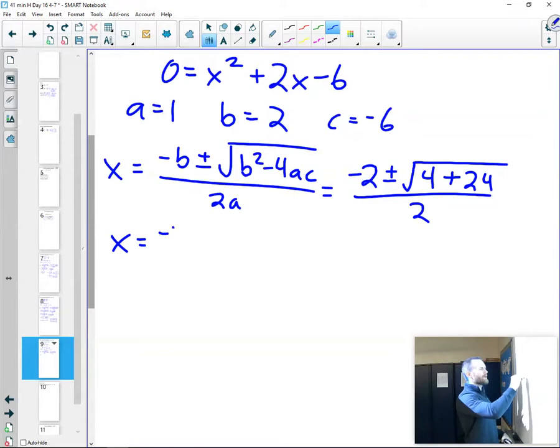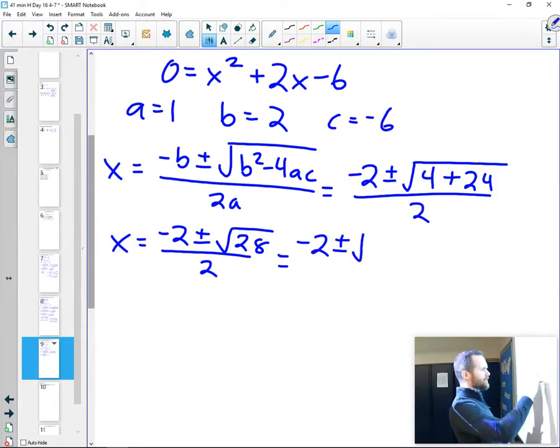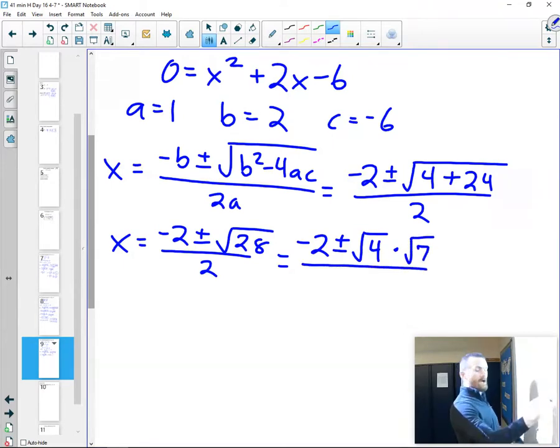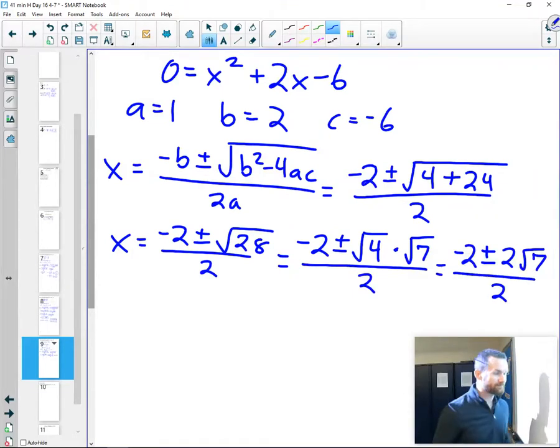So x equals negative 2 plus or minus the square root of 28, all divided by 2. Let's try and simplify that square root of 28. It's not a perfect square. I can divide it by 4, though. So that'd be negative 2 plus or minus the square root of 4 times the square root of 7, and that's all divided by 2. And let's see, negative 2 comes over, plus or minus the square root of 4 is just 2. The square root of 7 comes along for the ride, all divided by 2.